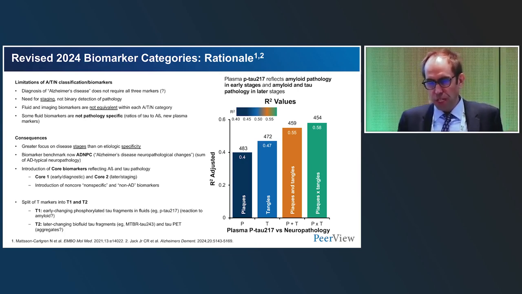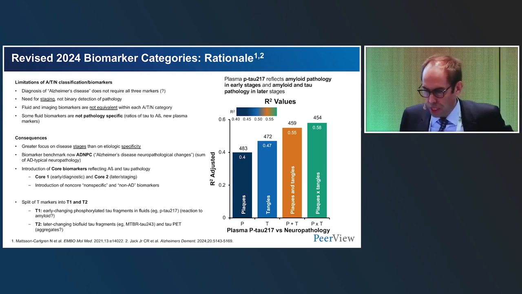Second, there's a need for staging and not a binary detection, which is fair to say. We don't want to just see A plus, A minus, but maybe levels of pathology in the brain. Furthermore, it was becoming obvious that the so-called A, T, and N markers in themselves were not equivalent. So imaging A is not the same as CSF A. And finally, some of the fluid biomarkers are not pathology specific.